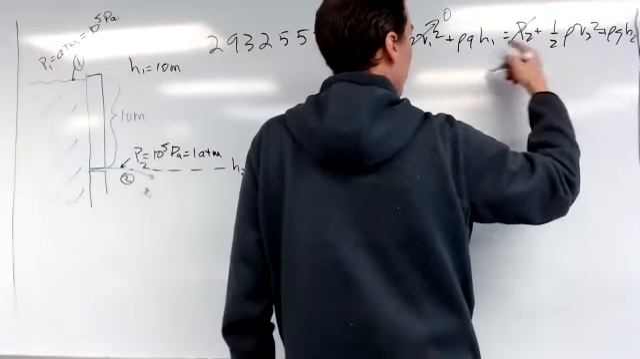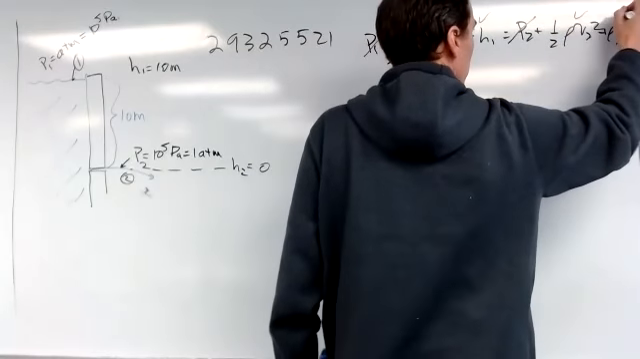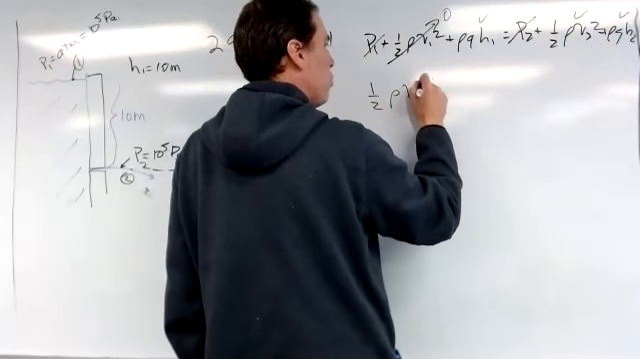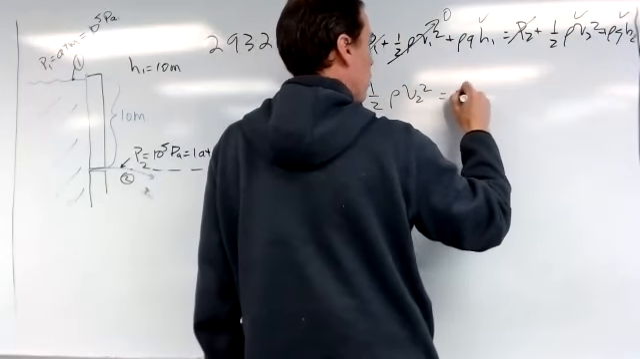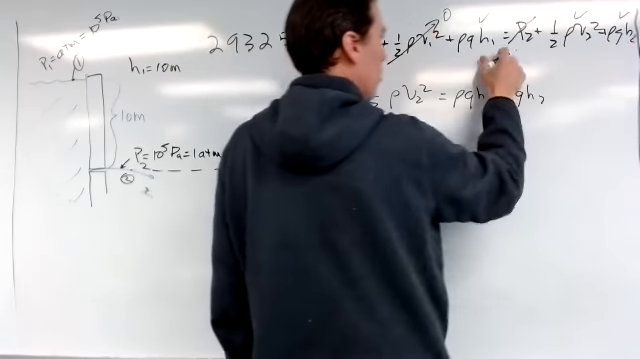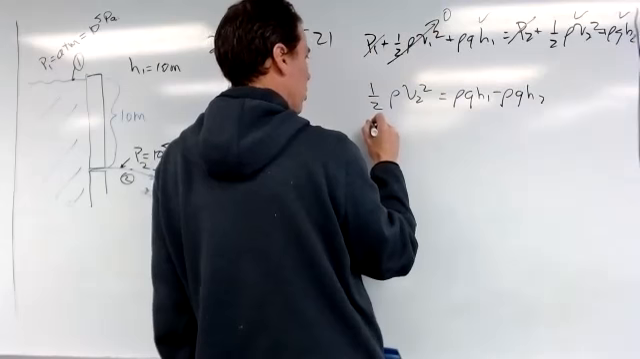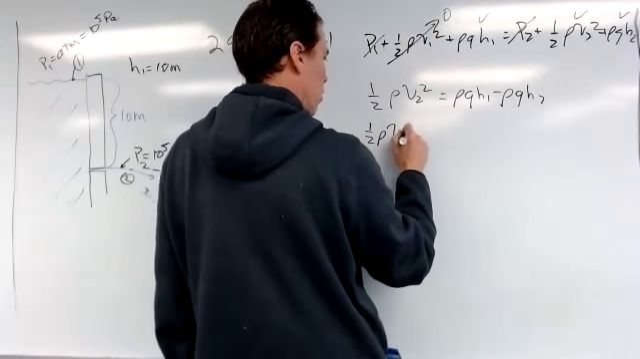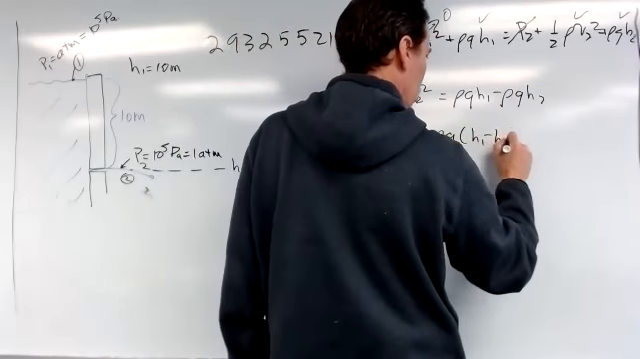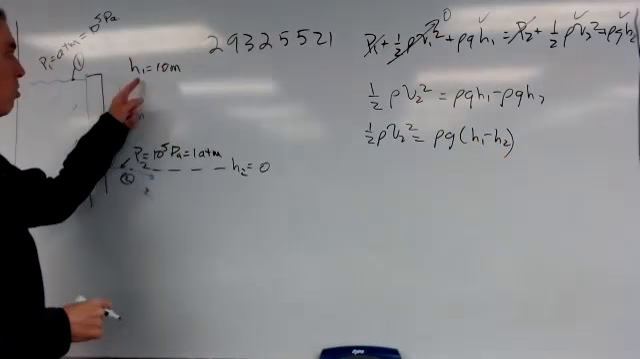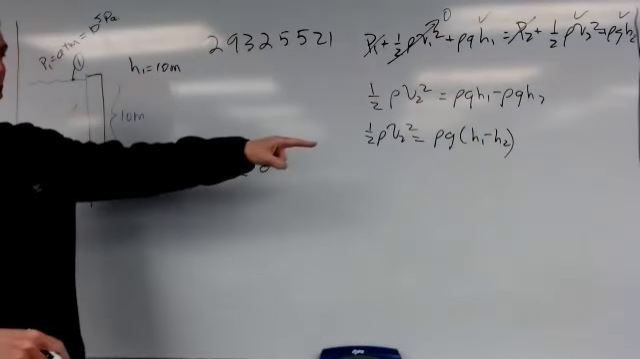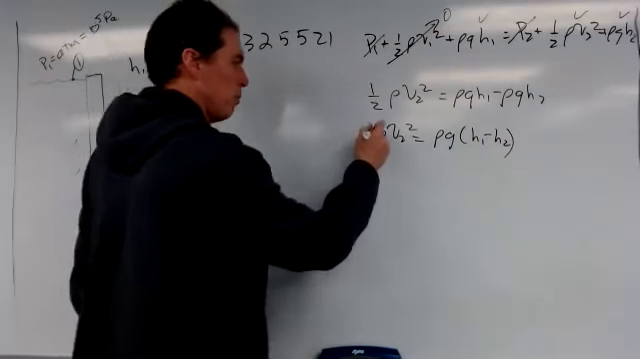And now what I have is just this term and this term. And so I get 1/2 rho V2 squared equals rho g H1 minus rho g H2. That is, I subtracted this over to the other side. This gives me 1/2 rho V2 squared is equal to rho g times (H1 minus H2). And just like I said, it didn't matter if this was 10 meters and this was zero, or this was 37 meters and this is 27 meters, because it just depends on the difference of them.